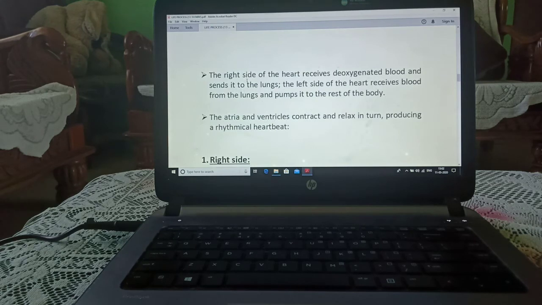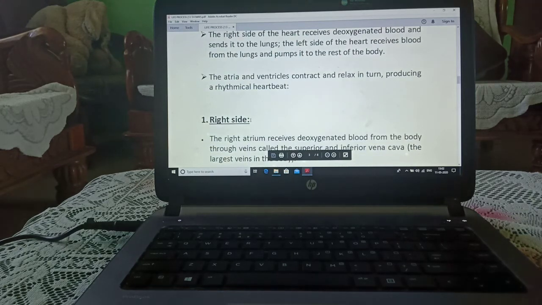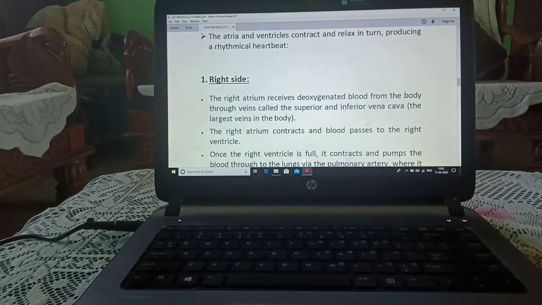The right side of the heart receives deoxygenated blood and sends it to the lungs, and the left side of the heart receives blood from the lungs and pumps it to the rest of the body. The auricles and ventricles contract and relax in turn, producing a rhythmical heartbeat.